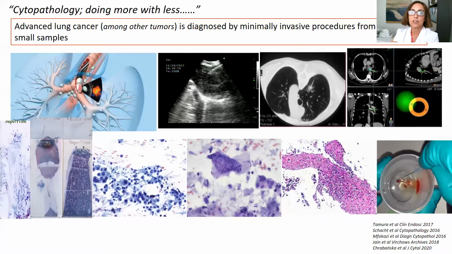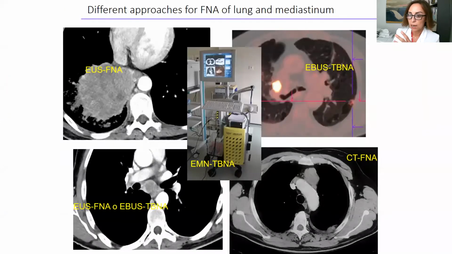And as cytopathologists, we know that we are asked to do more with less. In advanced lung cancer and in other tumors too, most of these tumors are diagnosed using minimally invasive procedures from which we get just small samples. And this is a schematic representation of the different ways to get samples from lung and mediastinum. It depends on the location of the lesion.